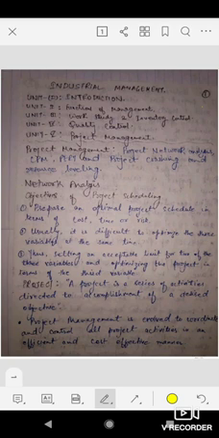In industrial management, we have 5 units: introduction, functions of management, work study, inventory control, quality control, and project management. We have discussed introduction, functions of management, work study, and inventory control. These units have been discussed in class. Today I will cover the fifth unit, that is project management.